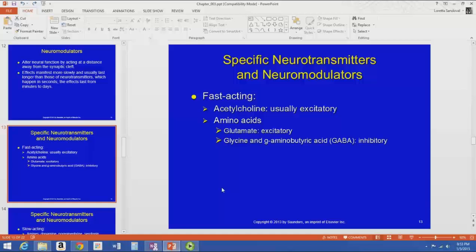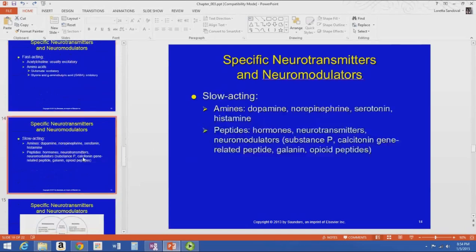There are some amino acids, and they're all G ones: glutamate, glycine, and GABA. Glutamate is excitatory, glycine and GABA are inhibitory. We're going to talk a little bit more about glutamate in Chapter 4 and how it functions in strokes and other areas where there's damage in the brain. But other than that, we are not going to talk much about glutamate. But I want you to know that acetylcholine is excitatory and it functions at the neuromuscular junction.